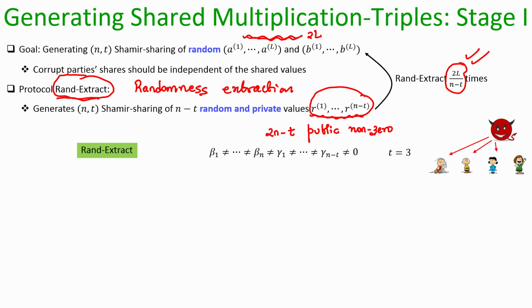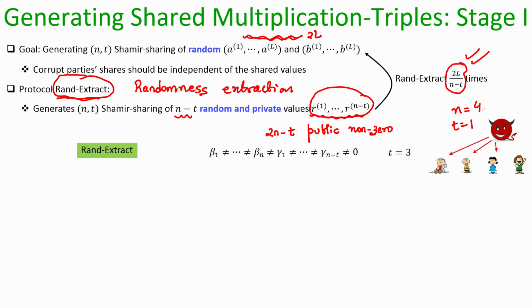And for the purpose of demonstrating the randomness extraction process, I will assume n is equal to 4 and t is equal to 1. Okay. Our goal is to generate n minus t number of secret shared values which are random, and random from the viewpoint of the adversary as well.